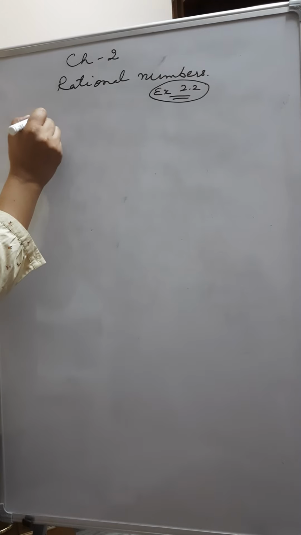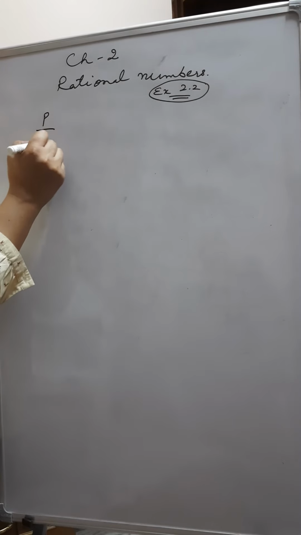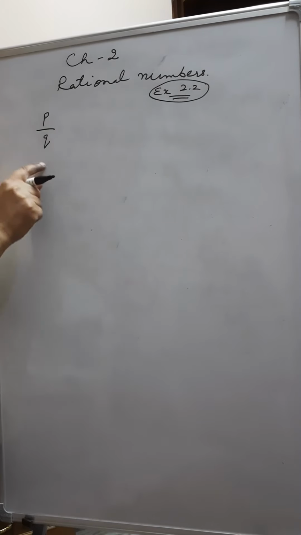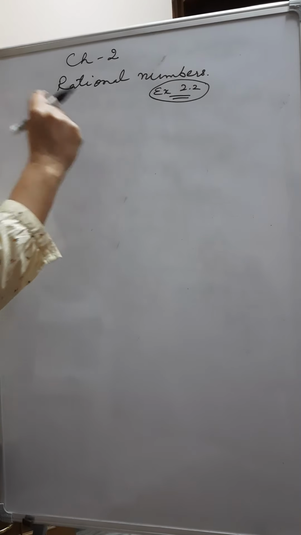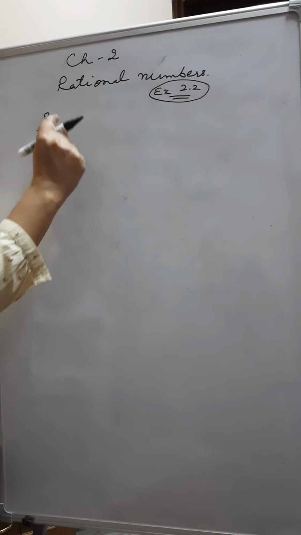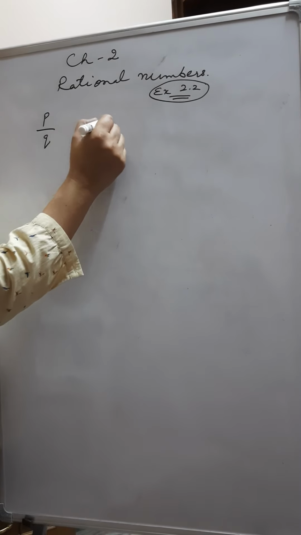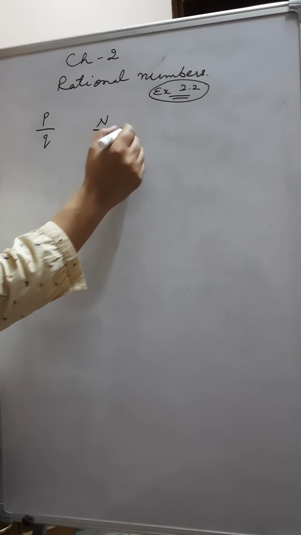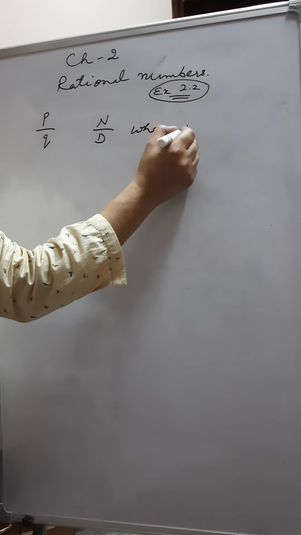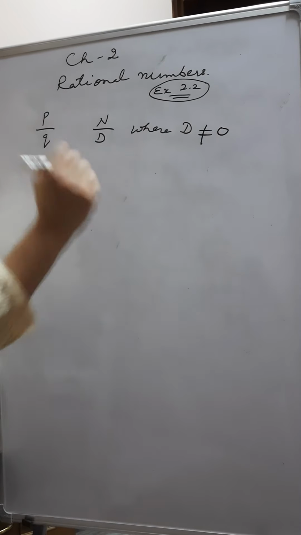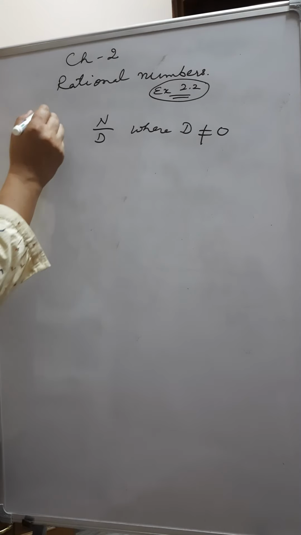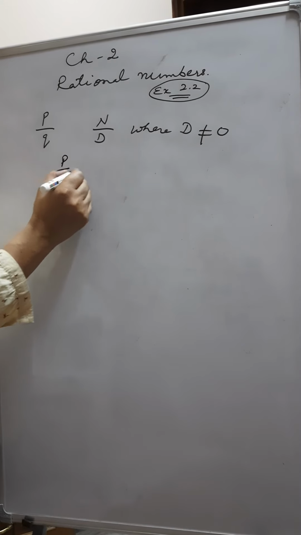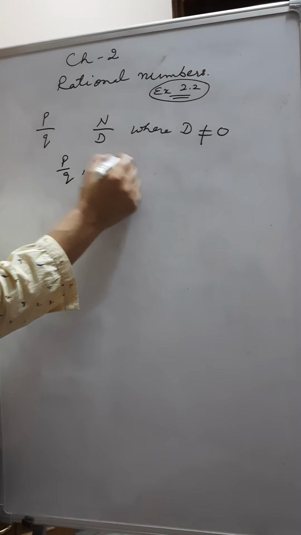What is a rational number? Any number of the form P over Q. P over Q means there is a numerator and there is a denominator. Any number of the form numerator over denominator, where the denominator is non-zero, is called a rational number. P over Q where Q is non-zero.